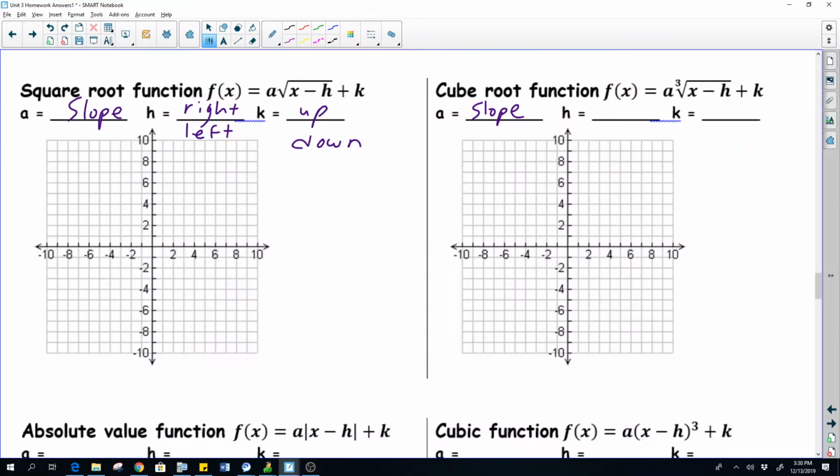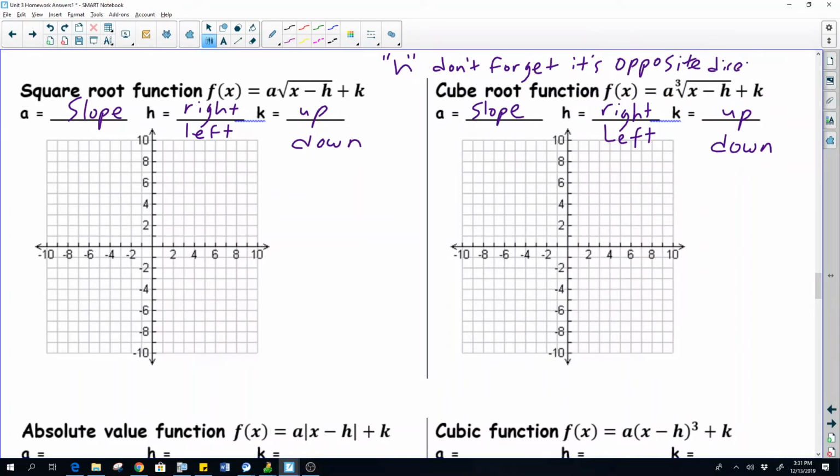We've already kind of talked about these here. Right or left, up or down. Remember the inside, this works for all of them. So remember for the inside, it's actually opposite, right? It's opposite what you think. So I'm going to put that here for the h value. Don't forget, it's opposite of what you think. Write this down. So opposite direction.